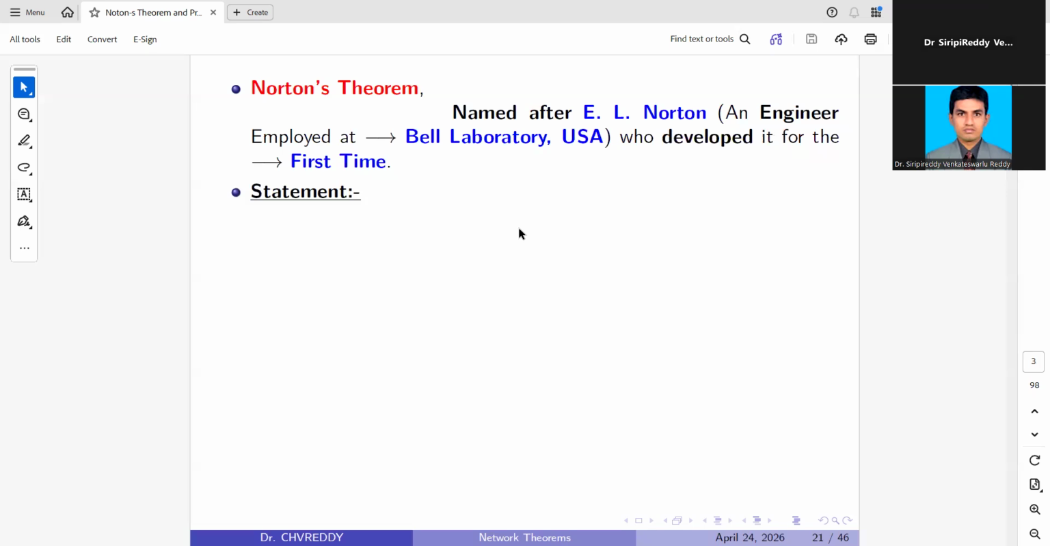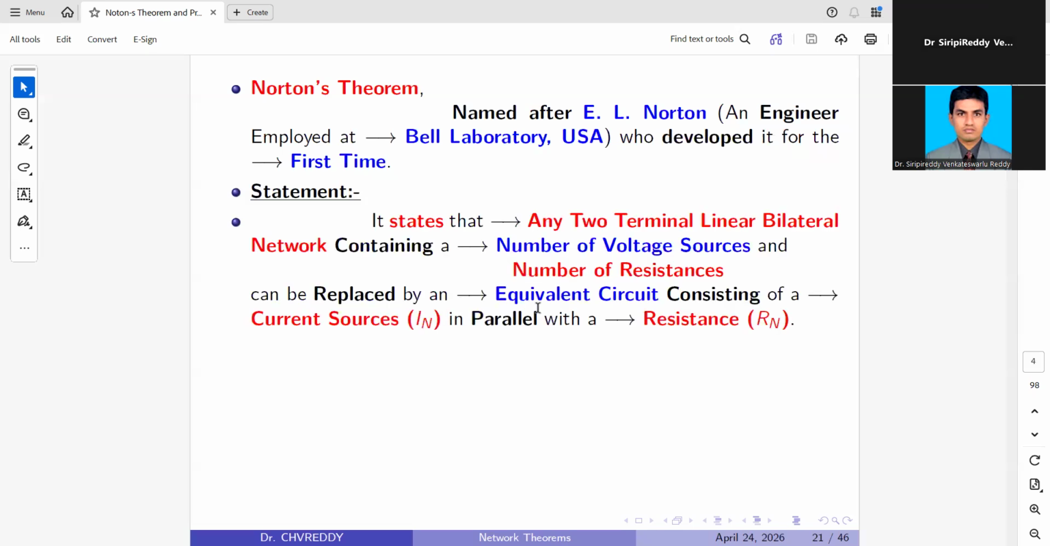Coming to the statement, it states that any two-terminal linear bilateral network containing a number of voltage sources and a number of resistors can be replaced by a single equivalent circuit. That single equivalent circuit consists of a current source in parallel with a Norton's resistance. Here the current source is the Norton current.